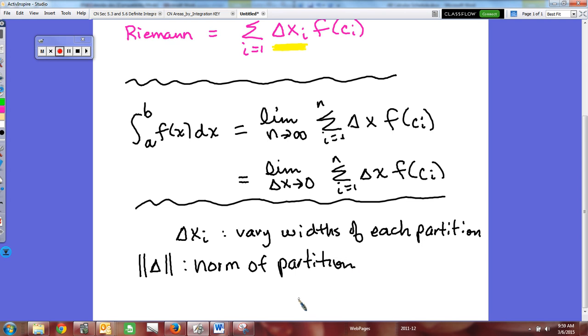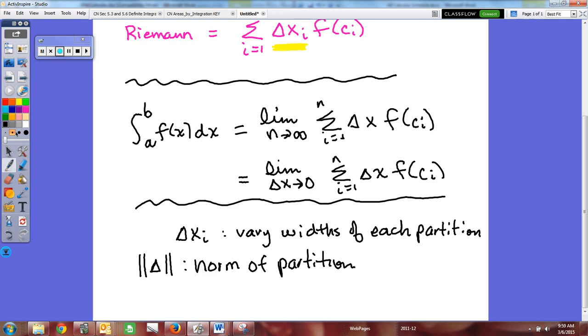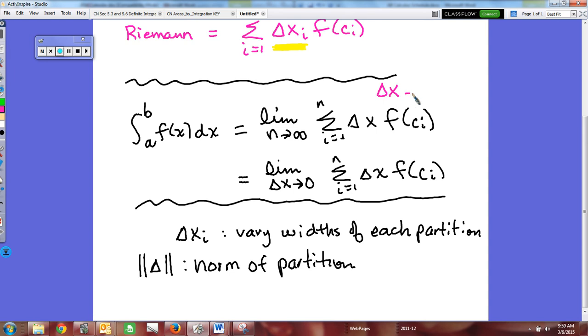Okay, and what they mean by that is that in the case that we're doing up here, I'll do that one first. Because all the delta x's are the same, we can find that by b minus a over n. If you have equal widths, then they are essentially using this norm of the partition to be delta x. So it means the exact same thing. In their notation, they would put this double bar, delta, double bar, that norm goes to 0, would be exactly the same as delta x going to 0.